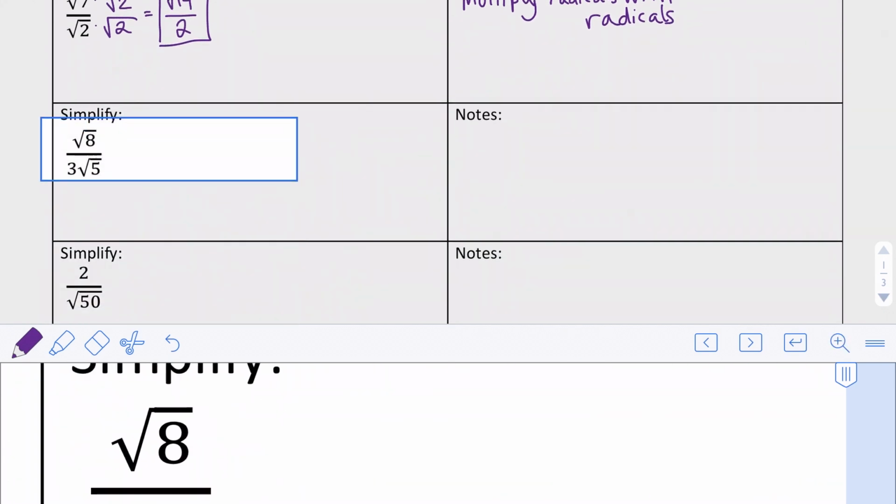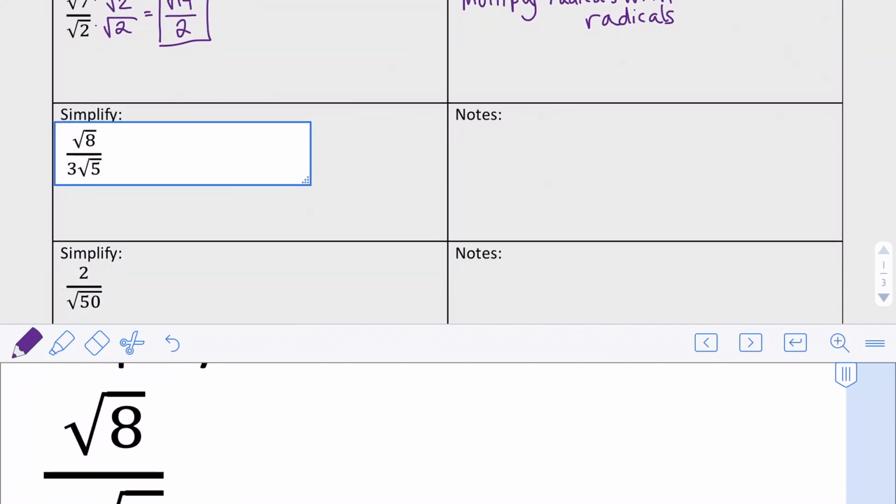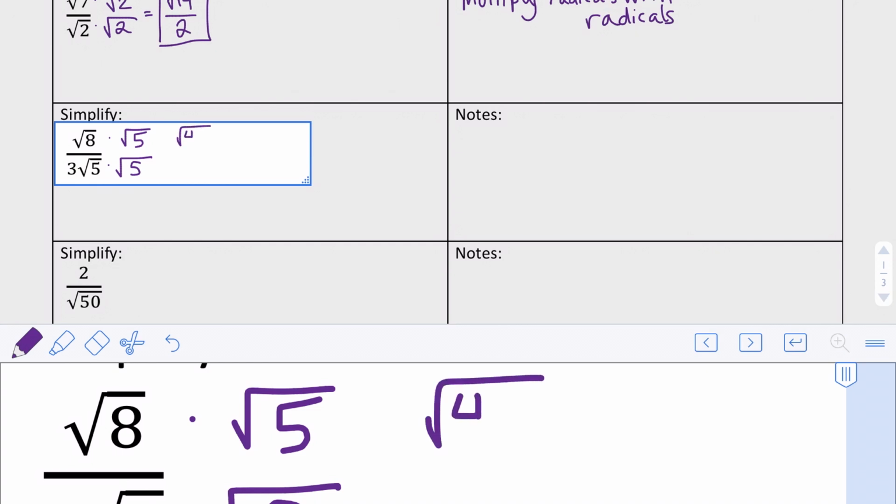All right, next example. This one, you might be a little confused. You're like, well, what should I multiply by, 3 root 5 again? Well, you actually only have to do the radical part. So we're only going to multiply by radical 5. The top part will be radical 40. The bottom part will be 3 times 5, which is 15.